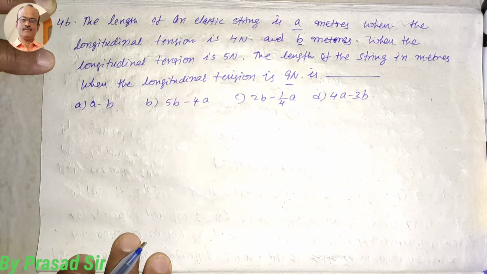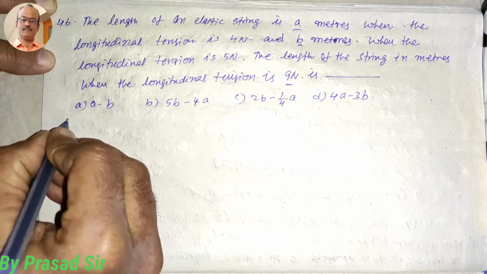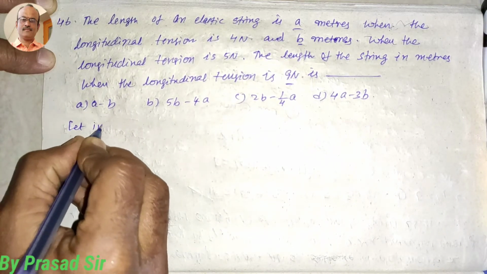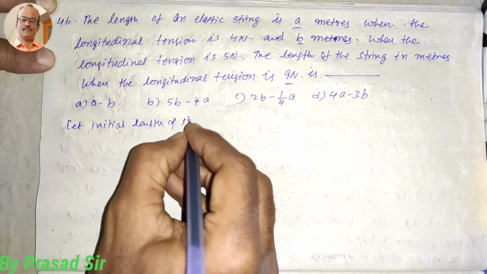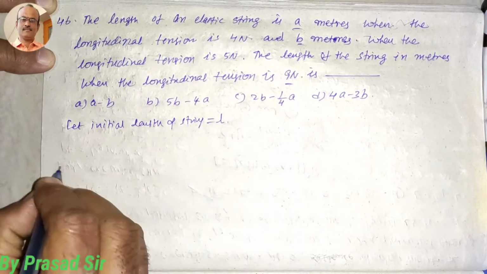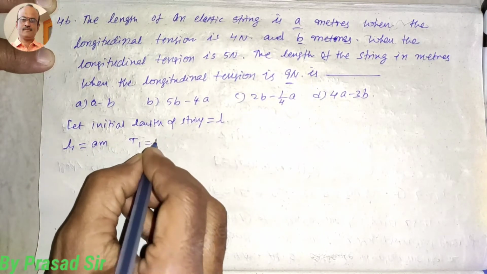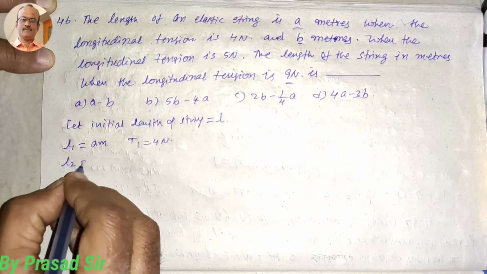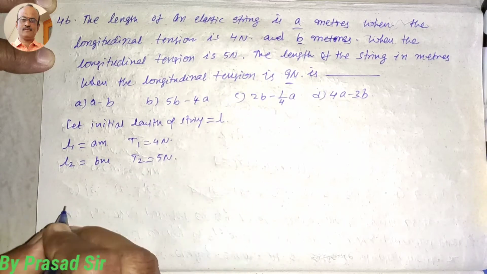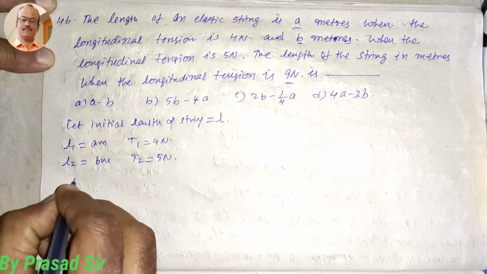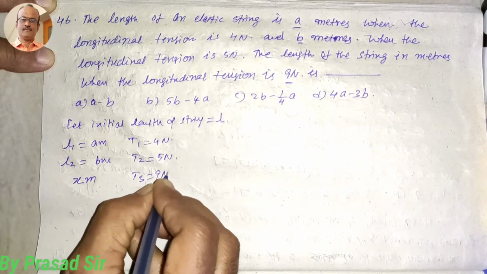Here we want to find the length of the string when the tension is 9 newtons. The lengths A and B are given. First of all, let the initial length of the string be L. So L1 is equal to A meters and tension T1 is equal to 4 newtons, and length L2 is equal to B meters and tension T2 is equal to 5 newtons. But here the length is x meters for T3 equal to 9 newtons.